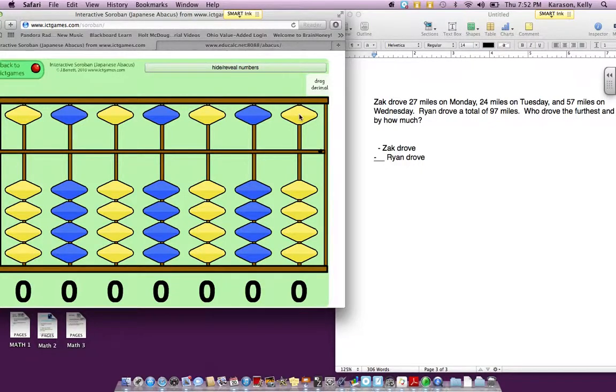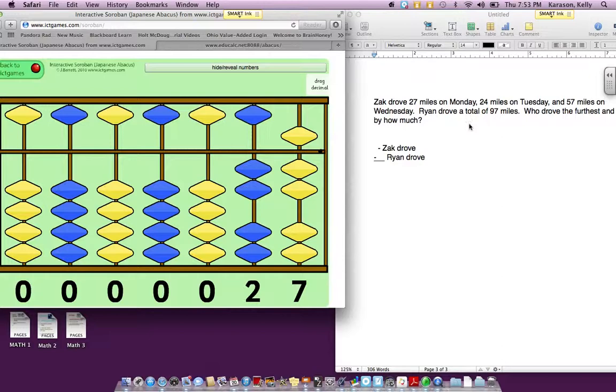Okay, so let's first put 27. Remember, this is worth 5, and I need 2 more for my 7. And for my 10s, I need 2 of them. So now that represents 27. On a regular abacus, it does not show the 27 down here because it's just the tiles. It would just be the tiles. So this device is really nice on our computer because it's going to give us our total down here so we can make sure that we're doing it correctly until we really learn how to use it. Okay, so we have 27.